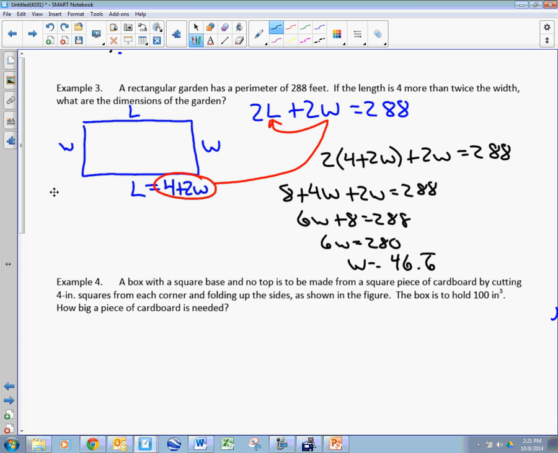I've got the W. Have I answered the question? The question is the dimensions. What is the other dimension? How do I find my length? Plug the W in, yeah. Plug it in. 2 times 46.6 repeating plus 4 will give you 97.3 repeating. Awesome.